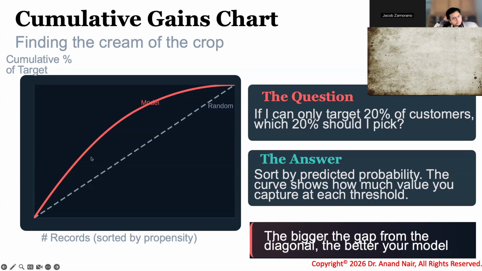How do you get the random line? Is it always going to be diagonal, or is it different? Yeah, the diagonal is always 0.5, a 50% chance that you will choose one or the other. So it's always a diagonal. Okay. Yeah.